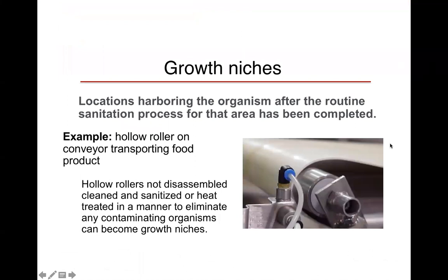So where does Listeria hide then? If it's able to survive over time, how does it do that despite cleaning and sanitation? I'm going to be talking about growth niches later in this presentation, but I just wanted to give you an idea of an example.